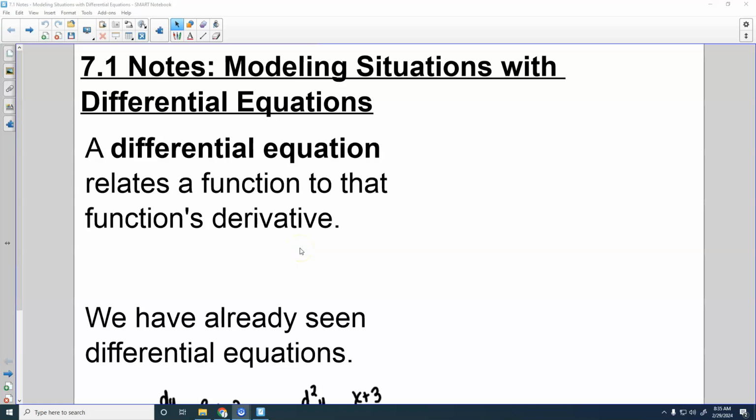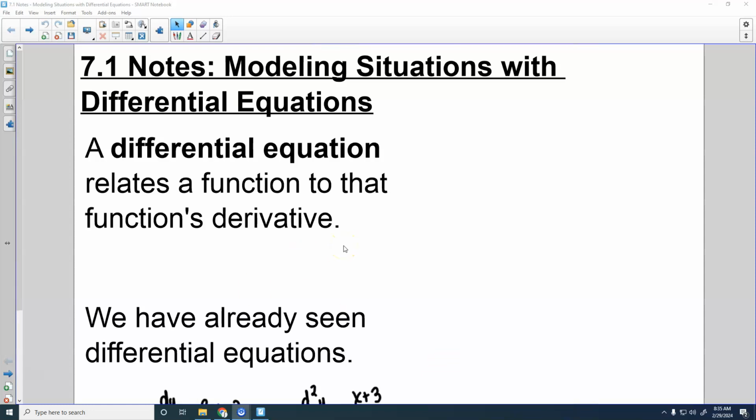Okay, so today we're going to look at modeling situations with differential equations. We won't necessarily be setting up our differential equations and solving things with them, but we're just looking at the context. Honestly, I think this section is more of a reading section than it is anything else.